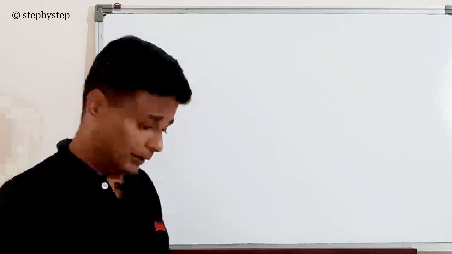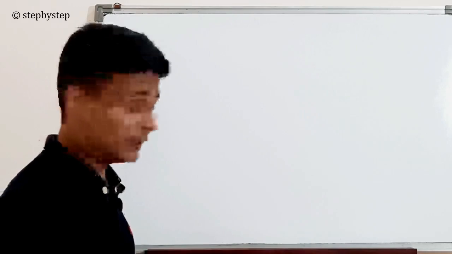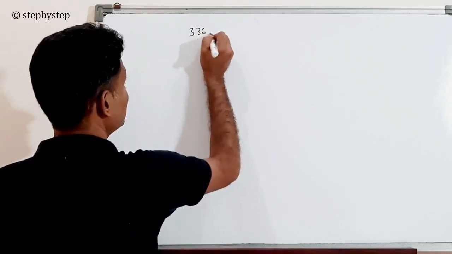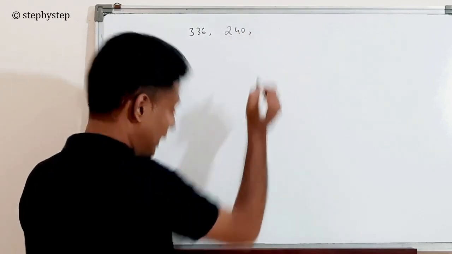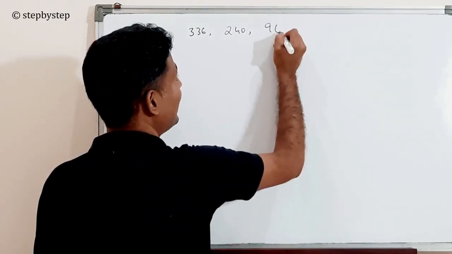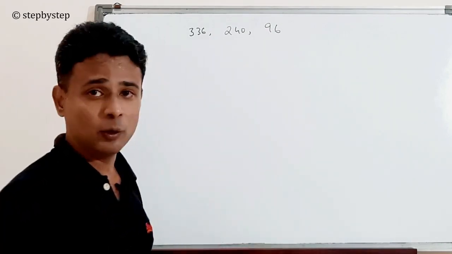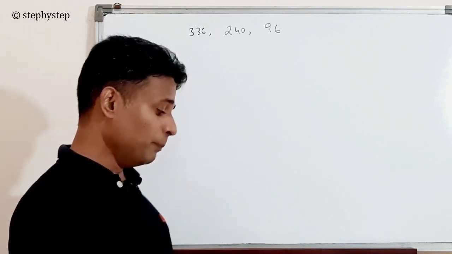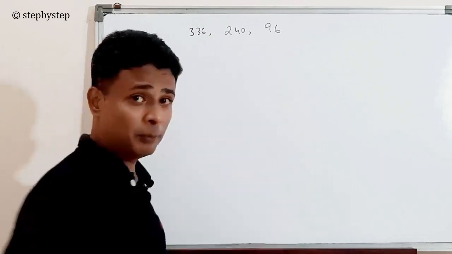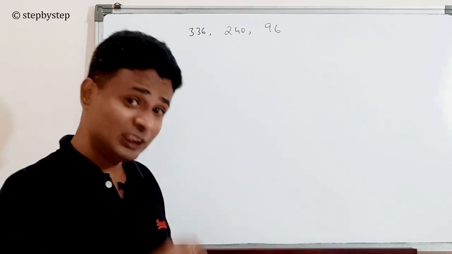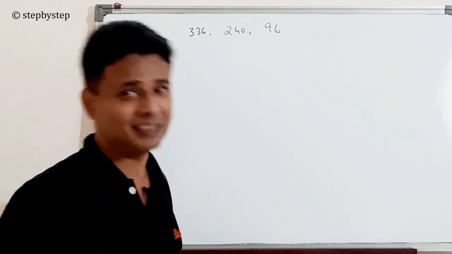In a seminar, the number of participants in maths, physics and bio were: 336 in maths, lot of people for maths, physics was 240 and bio was just 96. Find the minimum number of rooms needed. So we have to find the minimum number of rooms needed if in each room the same number of participants should be there and they are of the same subject as well.